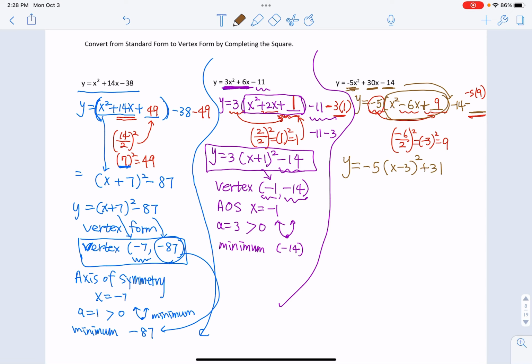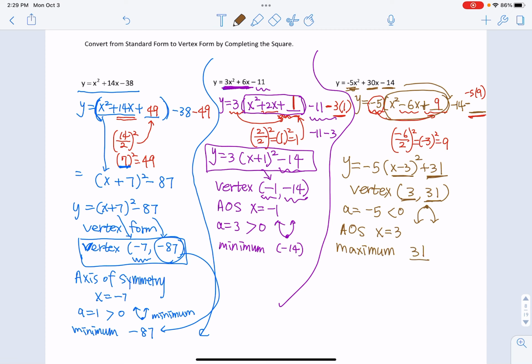So the vertex from here will be opposite sign 3 and then same sign 31. That's a vertex. And a value is negative 5, which is less than 0. Then the graph opens downward and will have a maximum. So the axis of symmetry is the x value of the vertex, which is x equal to 3. And this graph, since it opens downward, will have a maximum as the y value of the vertex, which is 31.